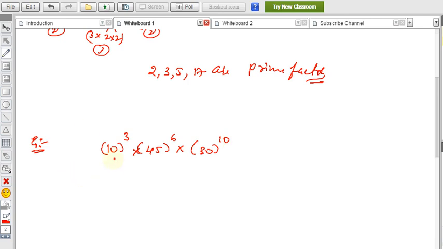So we need to split this in the form of a product of primes, that is 2 into 5. Both are prime numbers. But 45 is 3 into 5 into 3; 3 into 5 is 15, 15 into 3 is 45. Completely we need prime numbers. Factors should be prime. 30: 2 into 5 is 10, 10 into 3 is 30, so 2, 5, 3. Finally we have only 2, 3, 5. These are the factors.